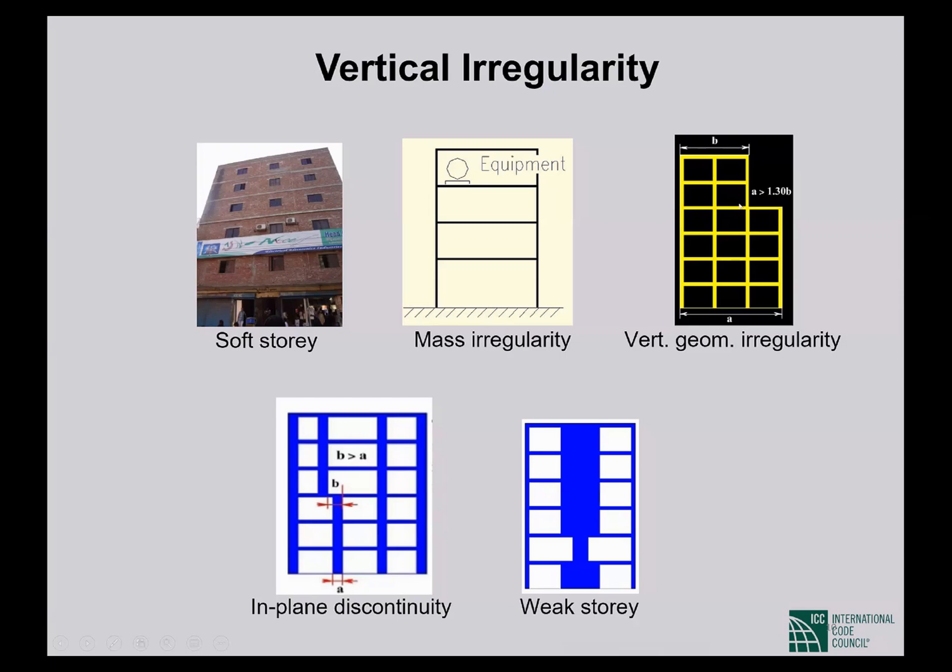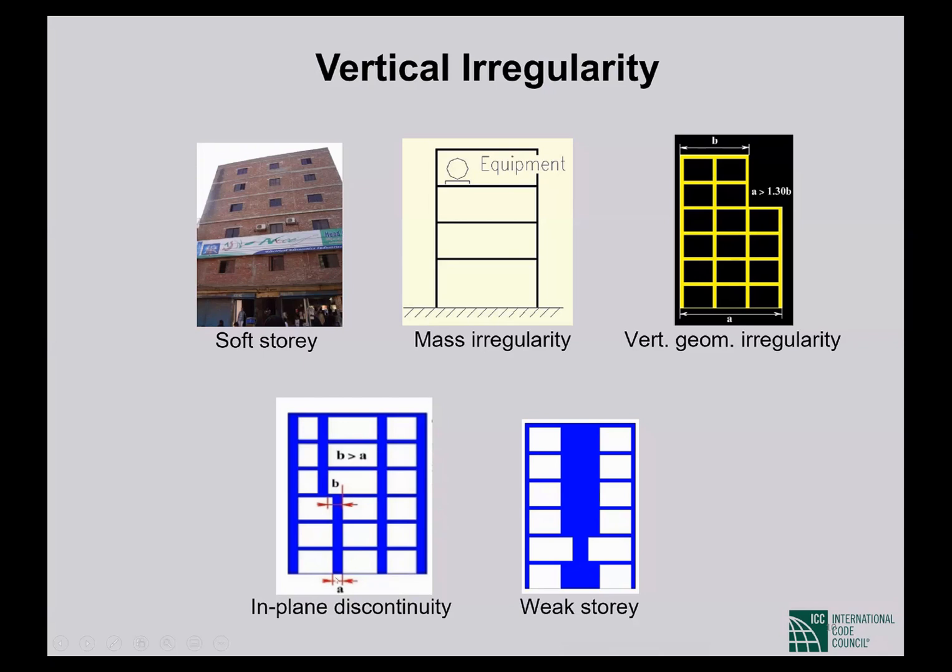Vertical geometric irregularity, for example, if some bays are discontinued and other bays are continued in the upper floors, then that may cause a vertical geometric irregularity.